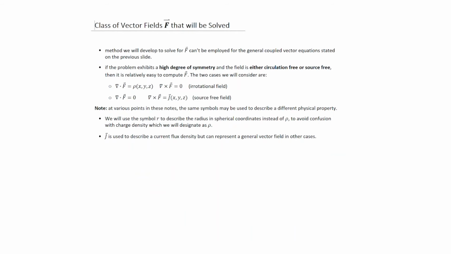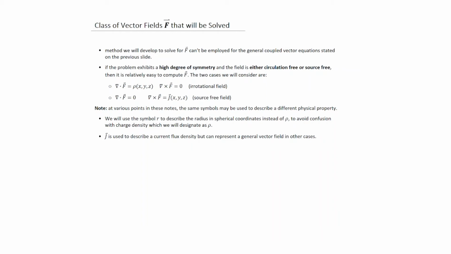All right, so the class of vector fields that will be solved. The method we will develop to solve for F, the vector field F, can't be employed for the general coupled vector equation stated on the previous slide. If the problem exhibits a high degree of symmetry, we will get into what we mean by that shortly, and the field is either circulation-free or source-free, then it is relatively easy to compute the vector field F.